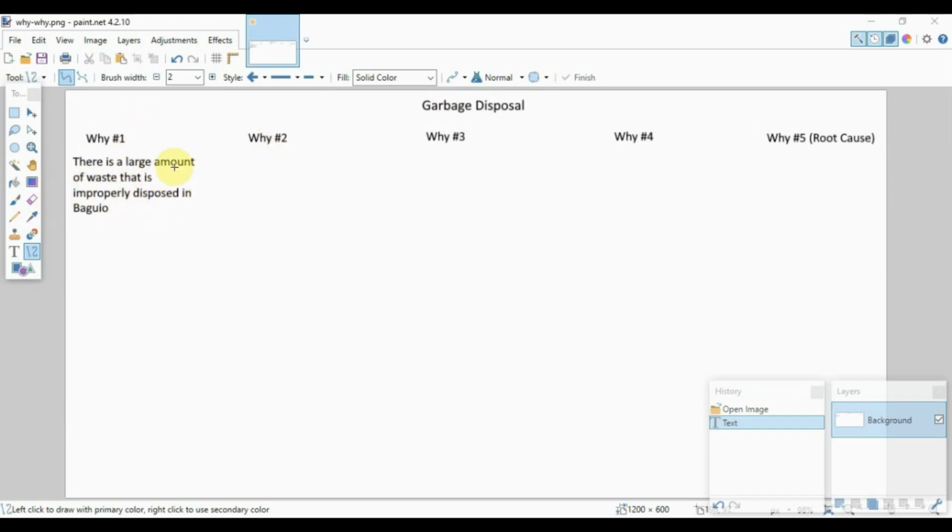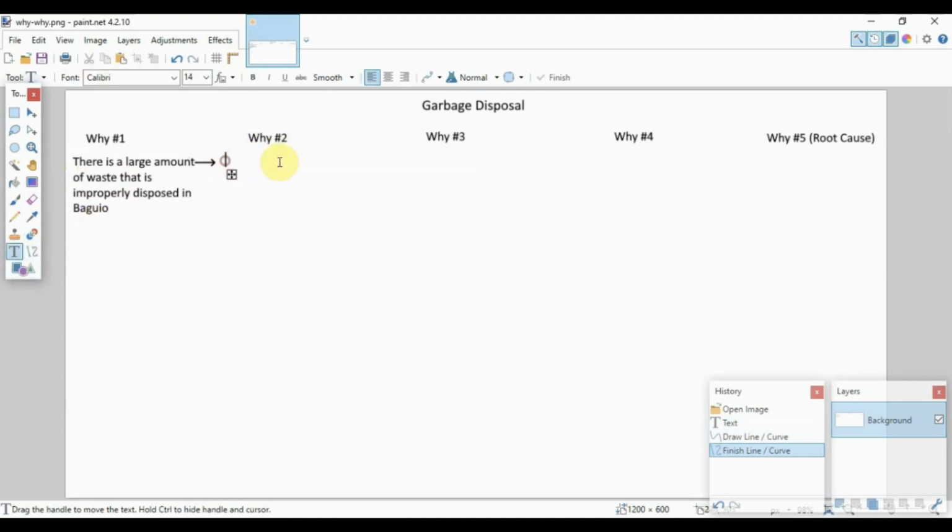So how does why analysis work in this case? Well, simply put, we ask why. Why is there a large amount of waste that is improperly disposed in Baguio? Well, based on that question, there are a number of reasons. Let's try to list a few of them. To do this, we'll just draw an arrow here pointing to our first why answer. So let us place it here under the second why. Why is it that there's a large amount of waste being disposed?